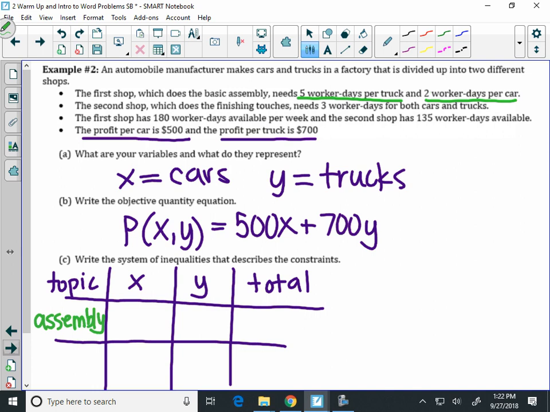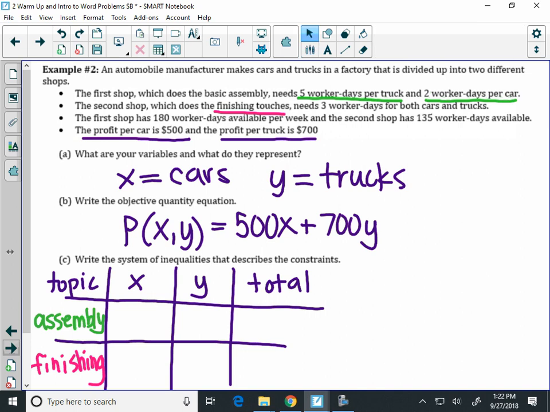All right, what do you think the other equation should be about? What other, we gave you more numbers. What are these threes about? Yeah, 3 worker days to finish. Do finishing touches. That's like paint and polish and stuff. So we're going to have an equation about finishing. So then how long do we have to build the car, and how long do we have to make it pretty? Well, let's see. Let's write our equation.